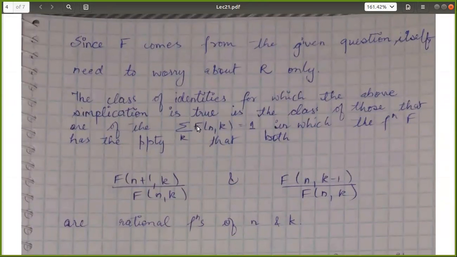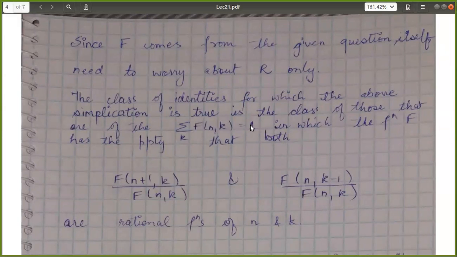For the class for which it is true, it is the class of those that are of the form summation over k of F(n,k) equal to 1, in which the function F has the property that both of these ratios are rational functions of n and k. And now you are coming to what was your doubt, that we have only shown this to be a constant and not really a 1.